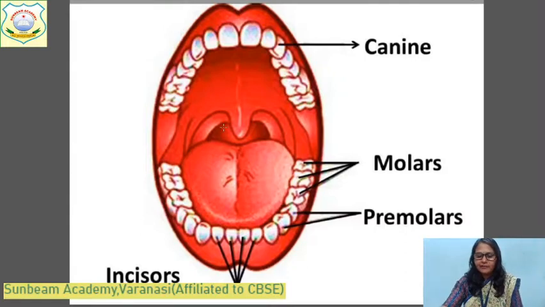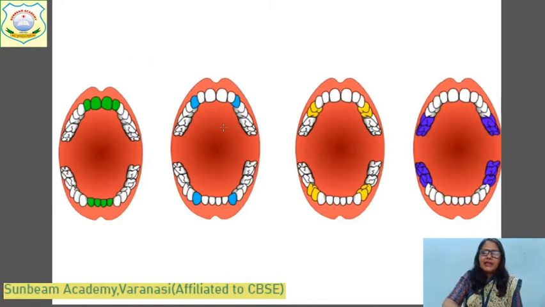Now read one by one. This is the picture where you can see all 4 types of teeth. It has been colored so that you can identify them easily. Actually, they are all white in color, just to make you understand it has been colored. 4 in the upper jaw and 4 in the lower jaw. These are incisors. And these blue ones are canines. They are 4 in number.